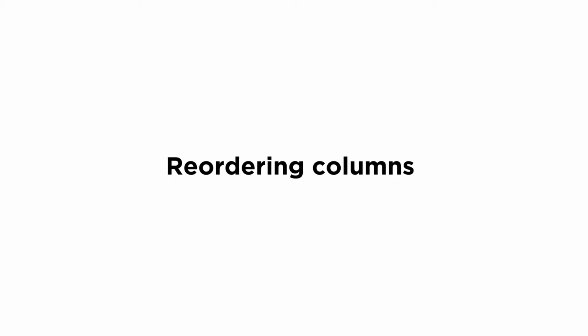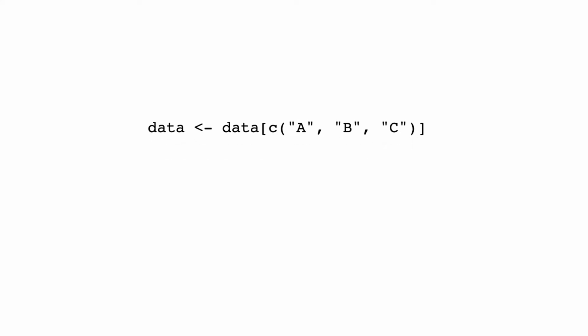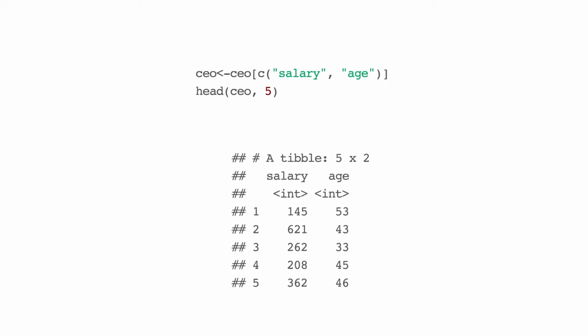Reordering columns. For whatever reason, you may need to reorder your columns. There are 2 ways to do this: reorder by column name or reorder by column index. Way 1, reorder by column name. In this case, you would reference the actual column by its name and sequence it in the order that you wish. Here, we're putting salary before age.